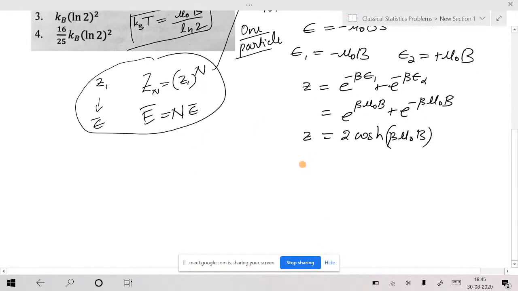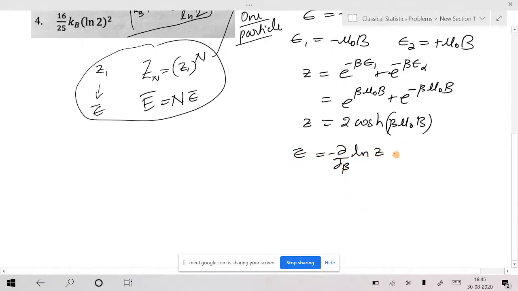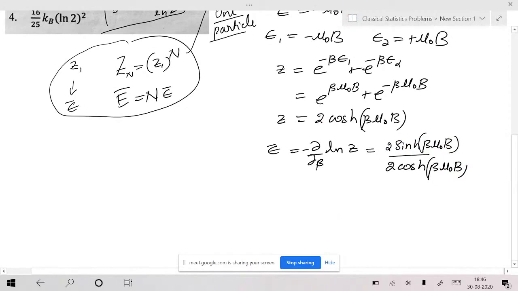Then what is the average energy? Average energy would be minus dou by dou beta of ln of z. That's equal to, what is this one, 1 by 2 cosh(beta mu naught b) into 2 sinh(beta mu naught b) multiplied with the derivative of the argument. So tell me if any steps are wrong. Into the beta derivative, mu naught into b, am I right? Anyone? Average energy per particle, that is tanh, isn't it?